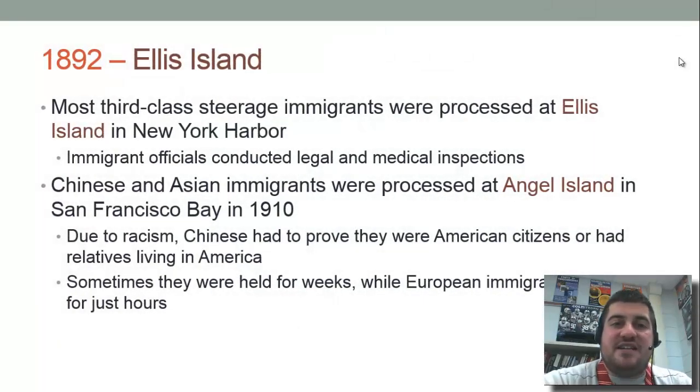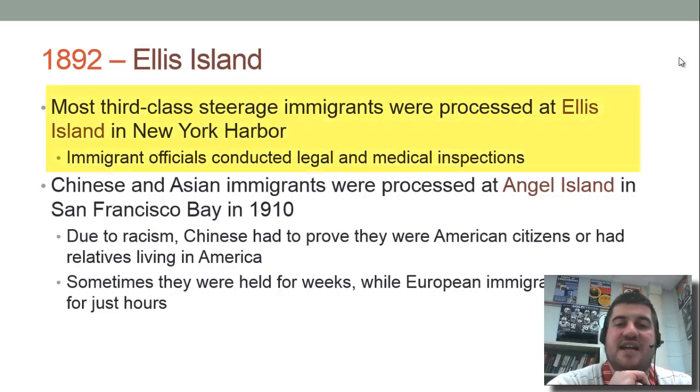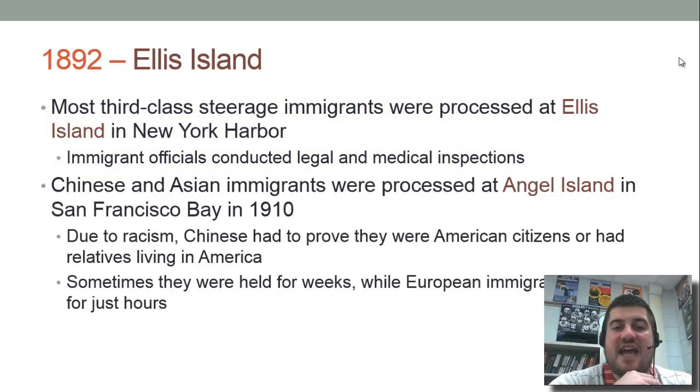And in 1892, this is when Ellis Island opens specifically to process immigrants. Most third-class steerage immigrants are processed at Ellis Island. They conduct legal inspections and medical inspections here. The Chinese and Asian immigrants were processed at Angel Island on the West Coast in San Francisco Bay. So you want a mnemonic device to remember that. Ellis Island is Europeans, they're both E, and Angel Island is Asians, both A's.